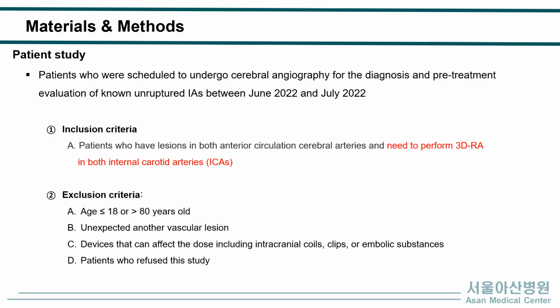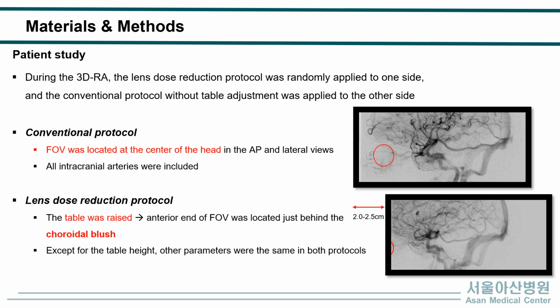were included. Patients under 18 years or over 80 years old, patients with an unexpected other vascular lesion, patients with devices that can affect the dose including coils, clips, or embolic substances, and patients who refused this study were excluded. During the 3D-RA, the lens dose reduction protocol was randomly applied to one side, and the conventional protocol without table adjustment was applied to the other side.